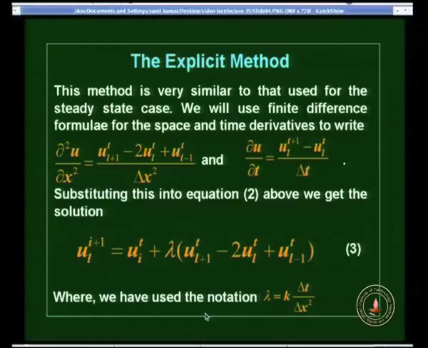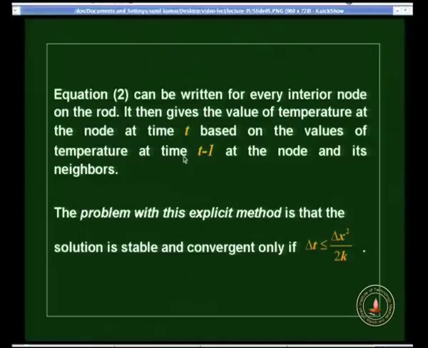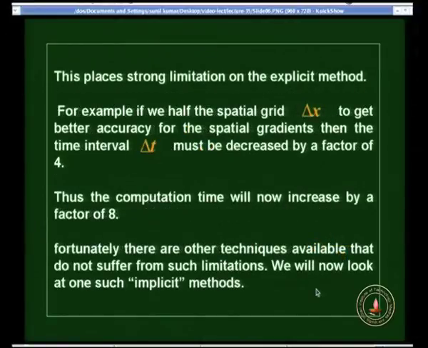So now, given the temperature at time t minus 1, we can compute the temperature at time t using that equation. Okay. Now, as I said, the problem with this method is that it is convergent, that is stable, only when delta t is less than or equal to delta x square by 2k, or lambda, being k times delta t by delta x square, has to be less than or equal to half. And that is what we see. So that's a problem with this explicit method.